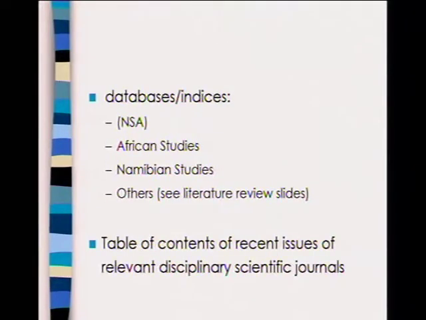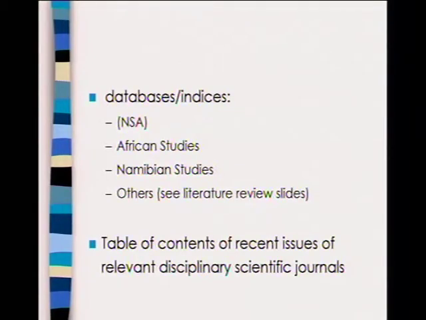And we can also get our research ideas from databases such as the NSA, that is the Namibia Statistical Agency. They produce a lot of reports. African studies, what is happening in Africa, Namibian studies, and also others.